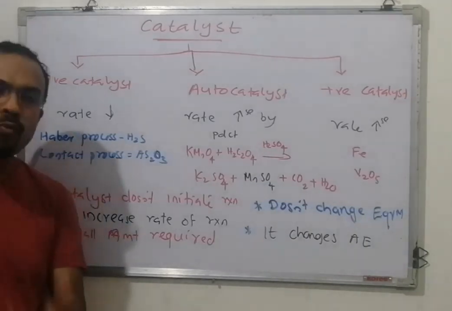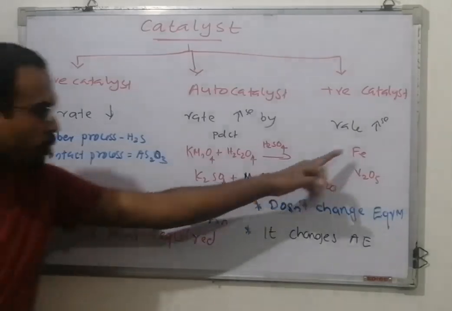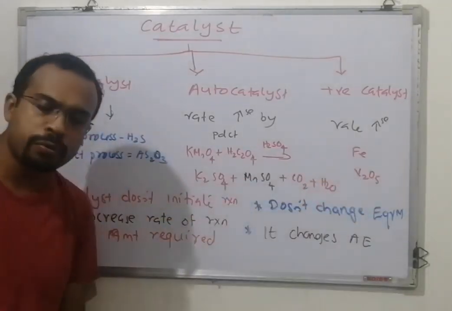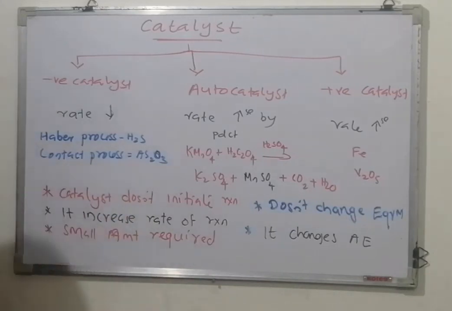Positive catalyst, we have a bunch of examples. We will discuss in future. Iron for Haber process, V2O5, vanadium pentoxide, for contact process. Negative catalyst: Haber process has a negative catalyst, H2S. Contact process has a negative catalyst, arsenic oxide.